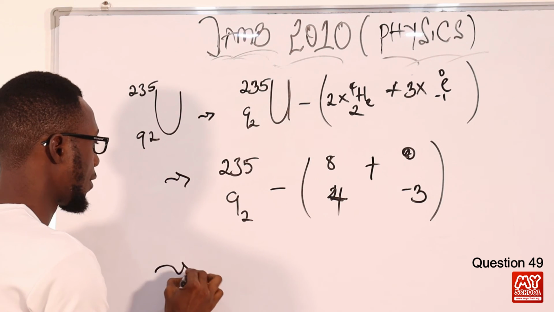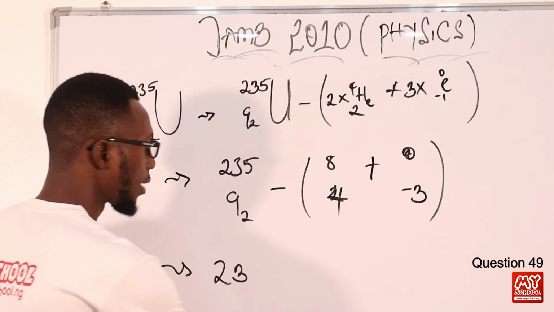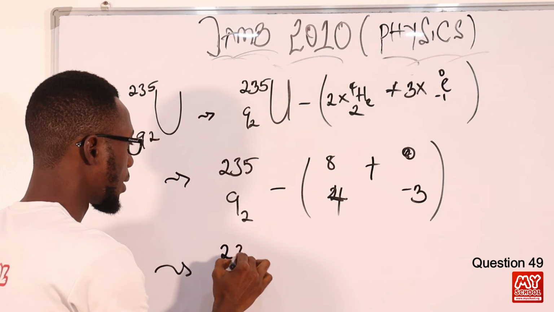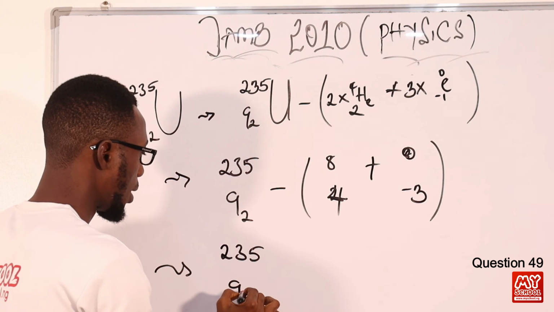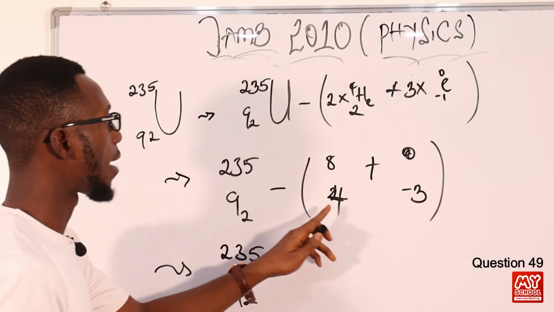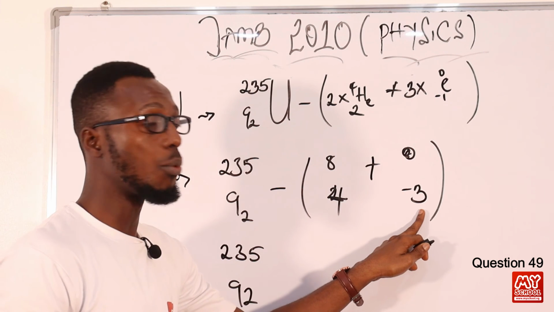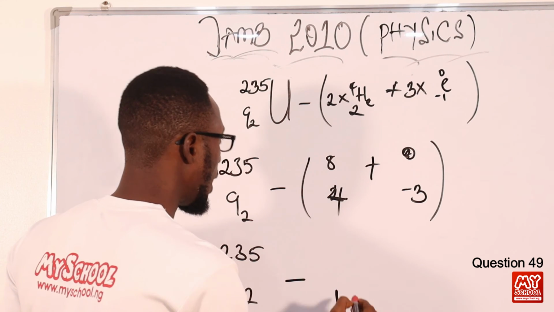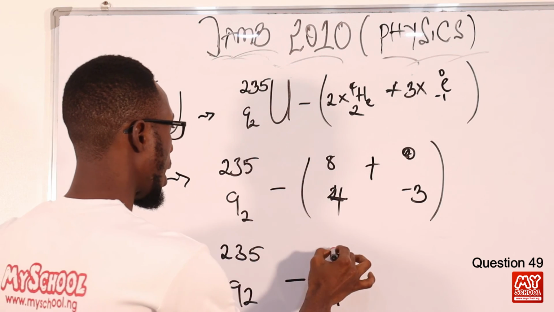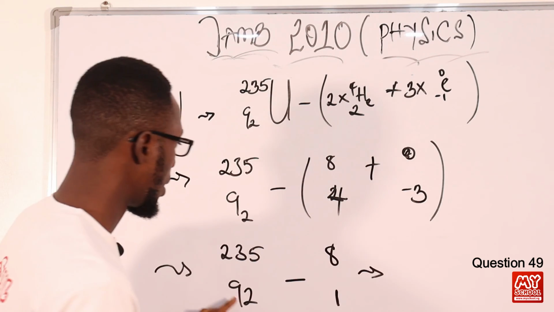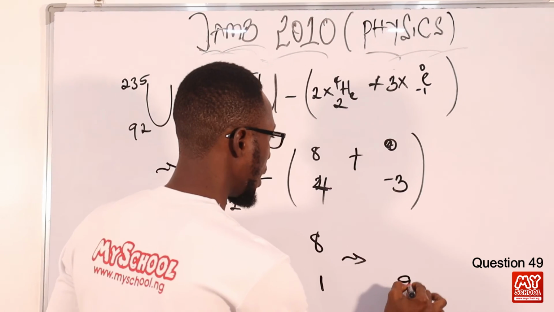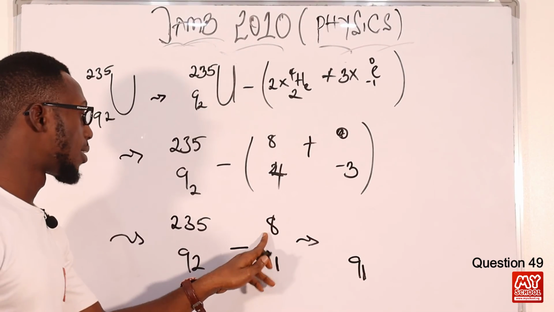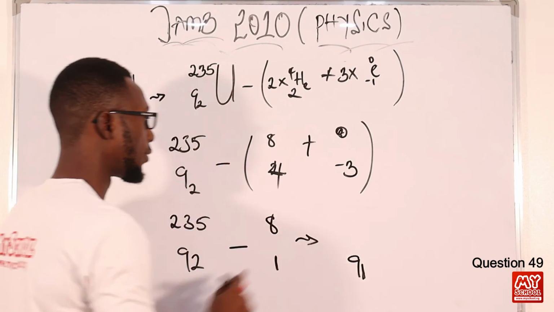You can see that I actually skipped the symbols of elements because we are going to form a new unknown element. So I have 4 plus minus 3, that is 1, so I have minus 1 underneath. I have 8 plus 0, I have 8. So 92 minus 1 should give me 91. Then I have 235 minus 8, which should give me 227.